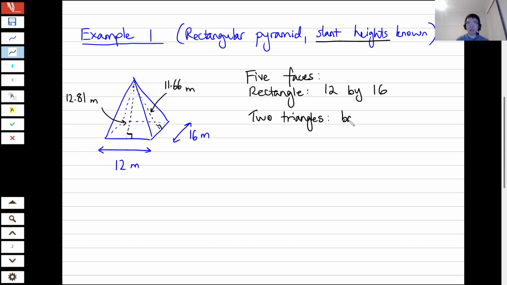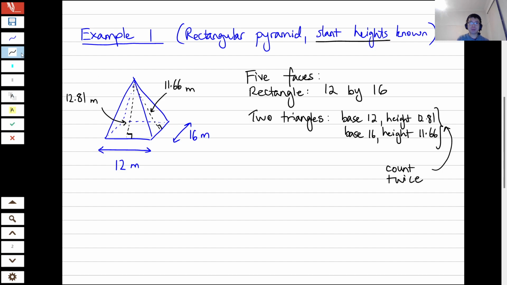One has base 12, height 12.81. The other one has base 16 and height 11.66. And we want to count each triangle twice. Since this is a rectangle, the sides on the left and the right are going to be the same, and the sides on the front and the back are going to be the same as well, although this is difficult to draw in 2 dimensions.